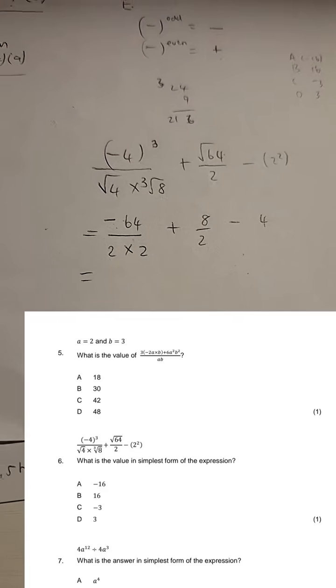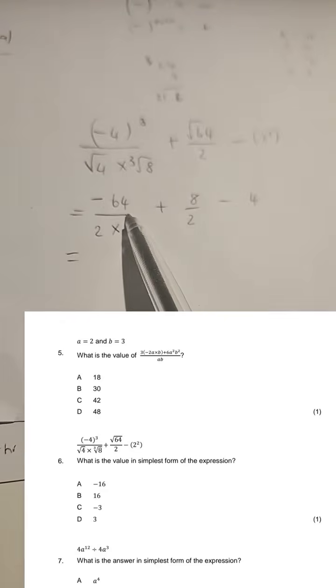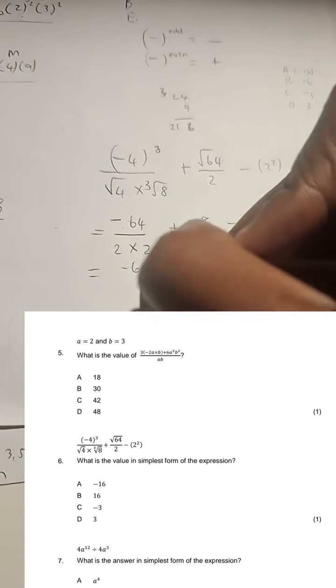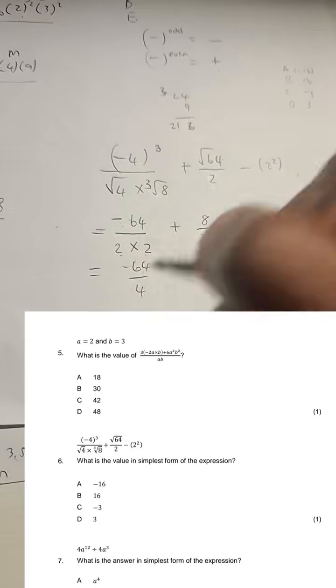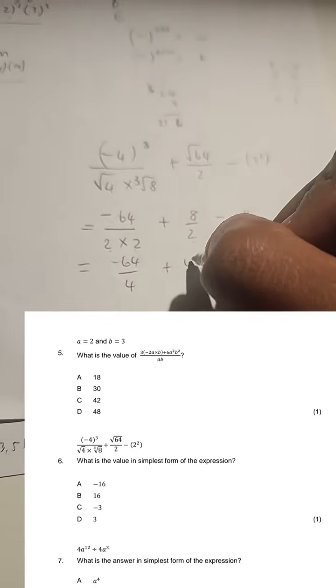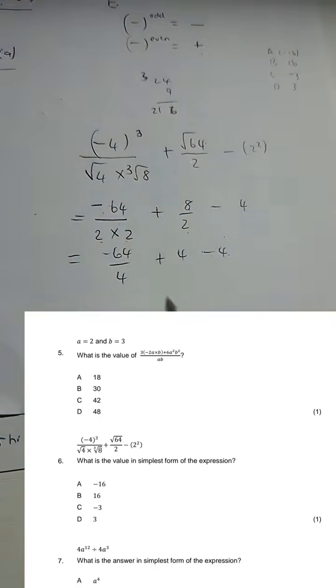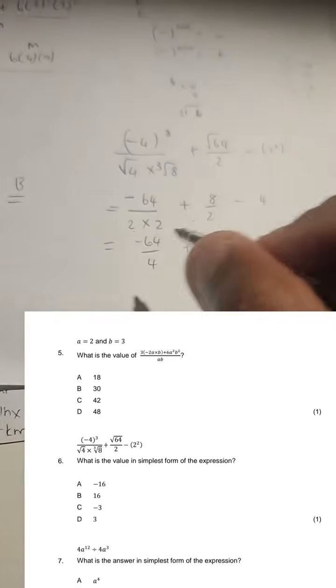It's like I'm opening up a present, serving you a nice present, a Christmas gift. Negative 64 over what's 2 times 2? It's 4. 8 divided by 2 is 4. Minus who? Minus 4. Negative 64 divided by 4.